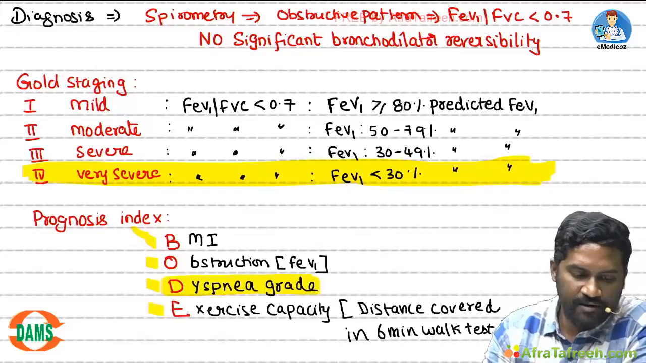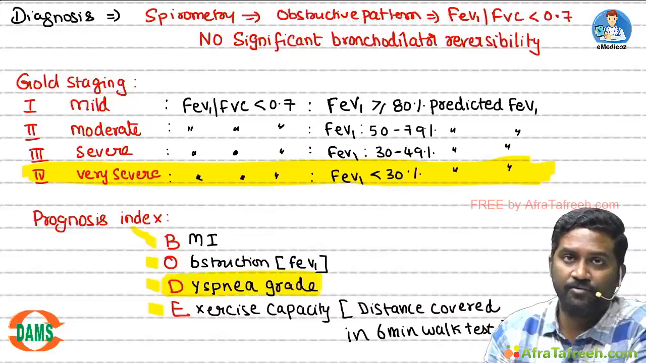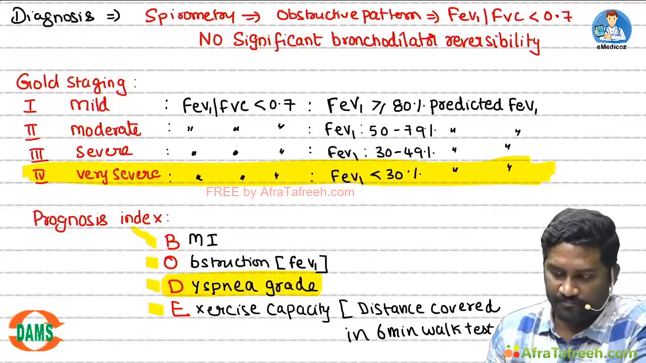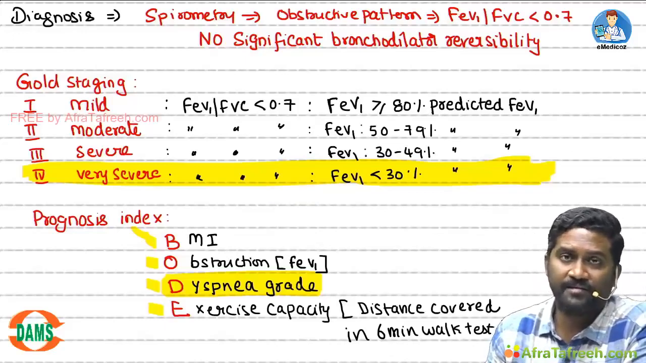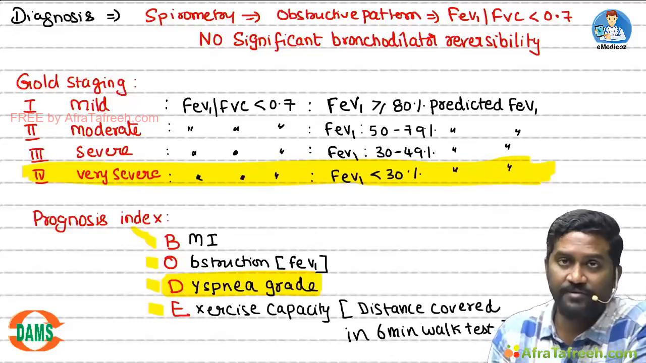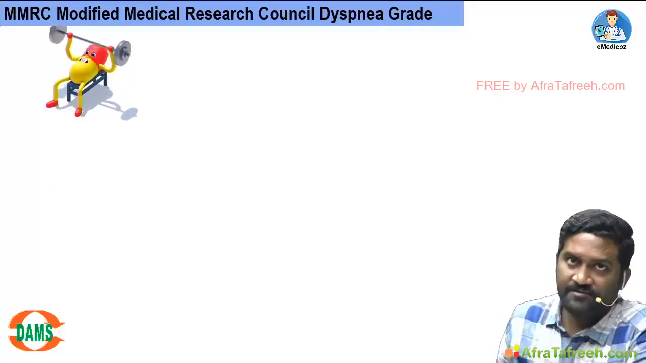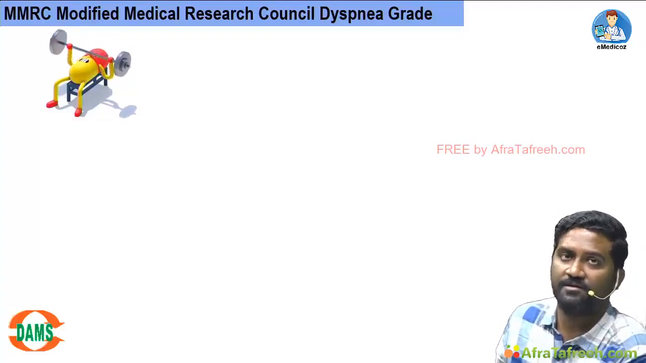You know that whenever there is a heart disease, there is a grading for dyspnea given by the New York Heart Association. This is called the NYHA scale. But for respiratory disease, we have the MMRC grading, Modified Medical Research Council. Let us see the grading of breathlessness, the grading of shortness of breath for respiratory disease. Write down MMRC dyspnea grade. MMRC means Modified Medical Research Council.